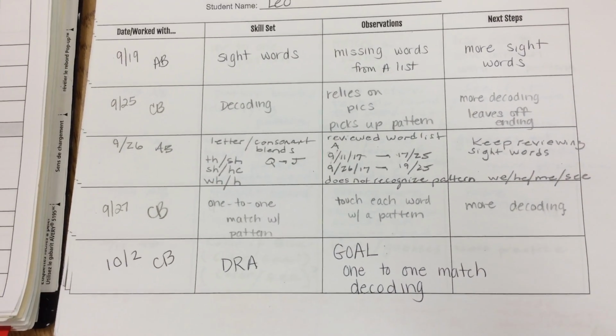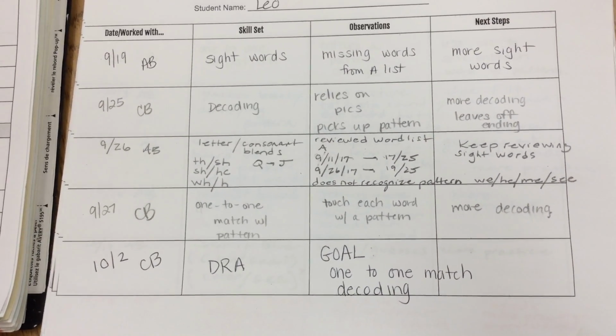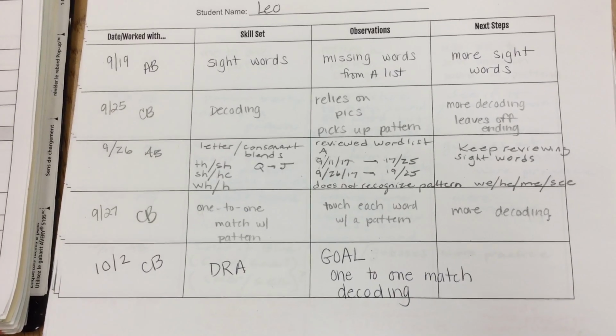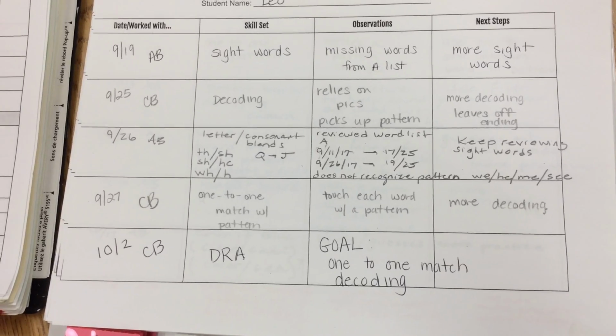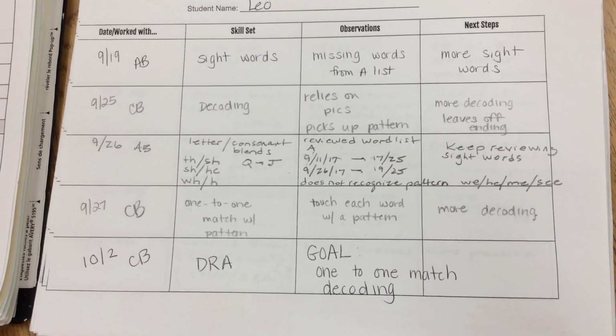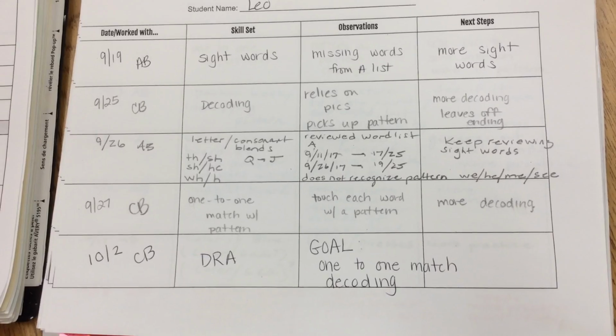So in the first meeting with this child, we were working just on sight words because he came to me below grade level. We worked on all of the missing words that he was missing from the A list, and the next step was to do more sight words.